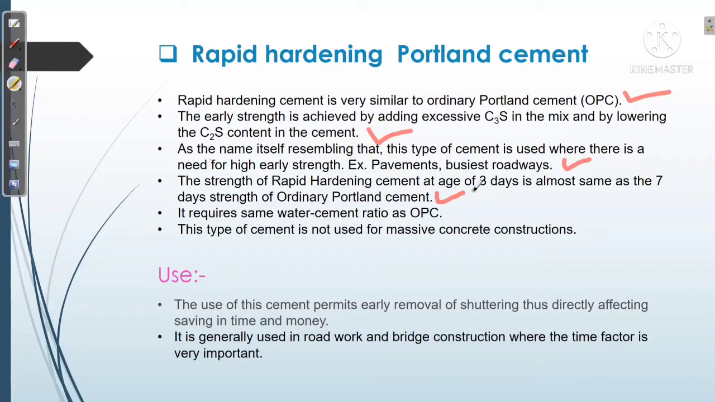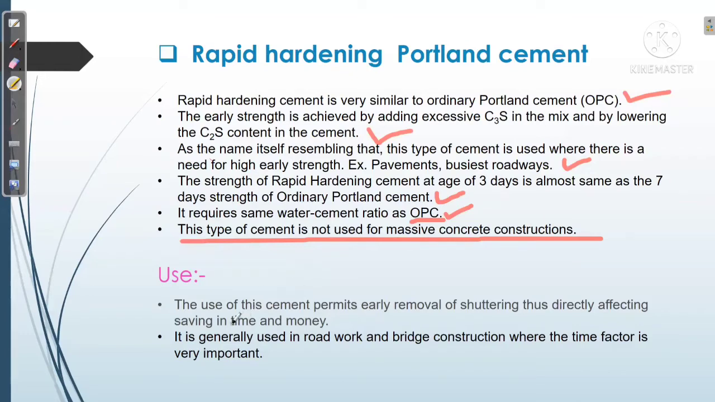Every kind of thing has certain limitations and certain advantages. It requires the same water cement ratio as that of ordinary Portland cement. OPC is ordinary Portland cement. This type of cement is not used for massive structures. Remember, for massive concrete structures we cannot use this kind of cement. Pozzolanic cement, we can use for massive concrete structures, as I have listed in the previous part.